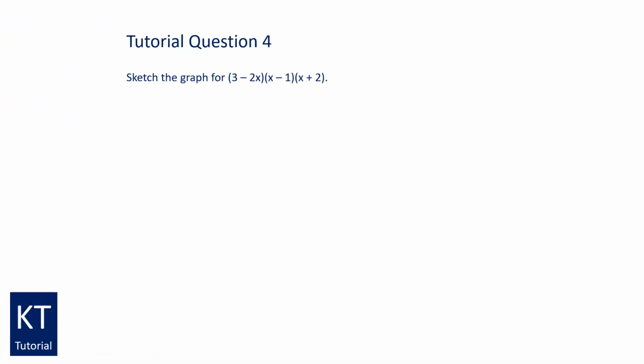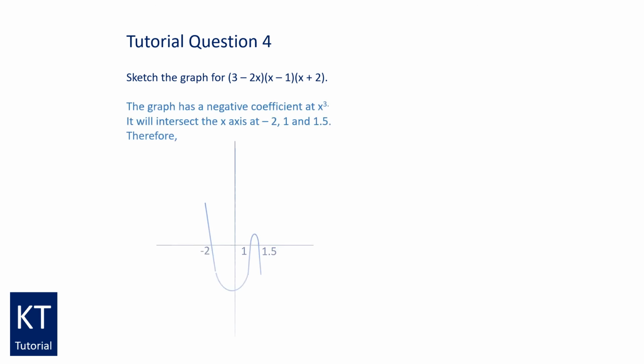Tutorial question 4. Sketch the graph for the given cubic polynomial. In this case, the graph has a negative coefficient at its x cubed and will intersect the x-axis at the values of minus 2, 1, and 1.5. With that, the sketch can be as below.